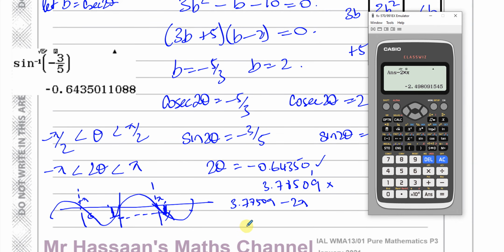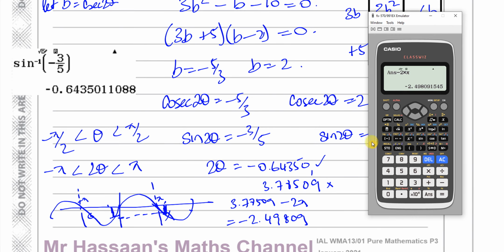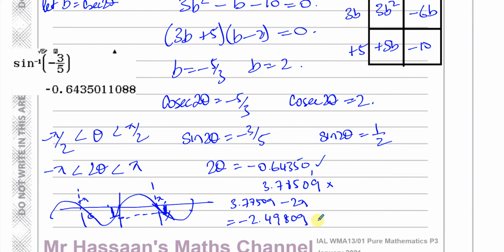This is minus 2.49809. So that's minus 2.49809. Okay, yep, that's it. So that is within our range, because minus pi is minus 3.142. So this is in our range. So our two angles in our range are this angle and this angle. Okay, those are from this answer here.